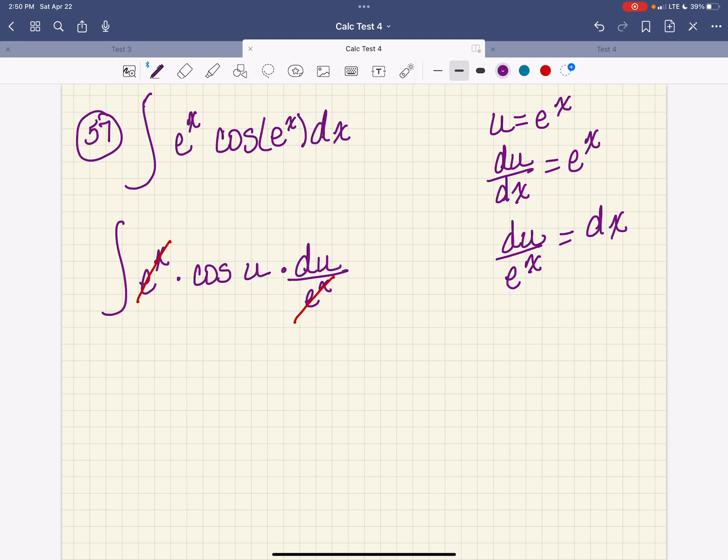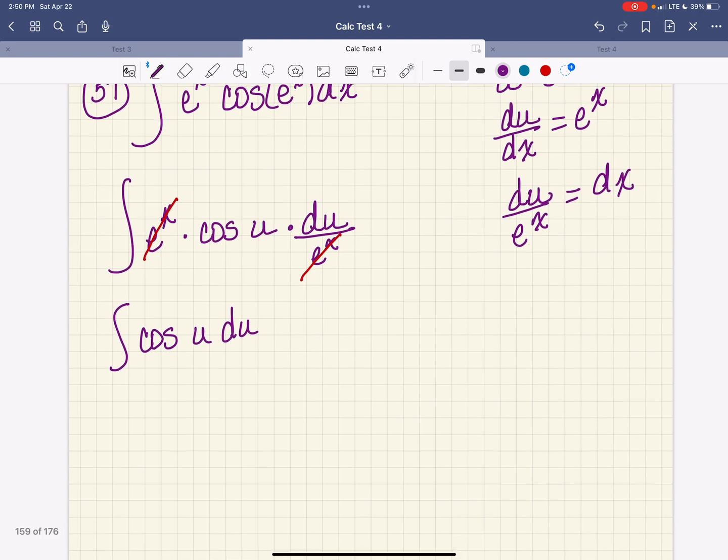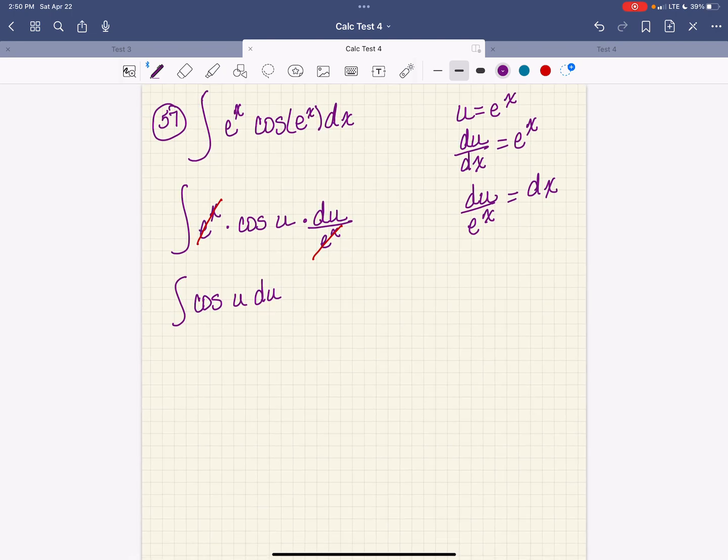And so I have the integration of cosine of u du. The antiderivative of cosine is going to be sine. So I have sine of u plus c. And then my u value is e to the x. So I have sine of e to the x plus c. And that is my final answer right there.